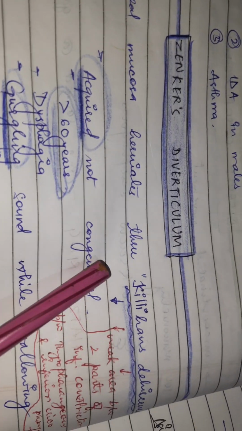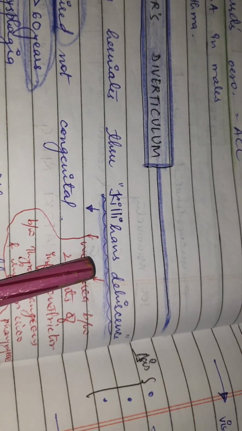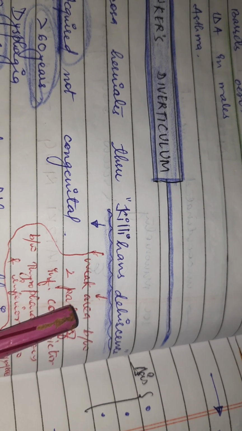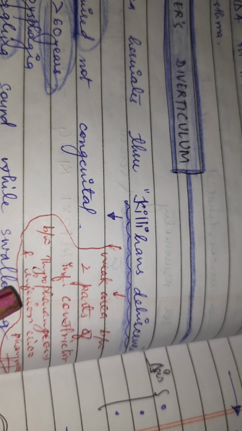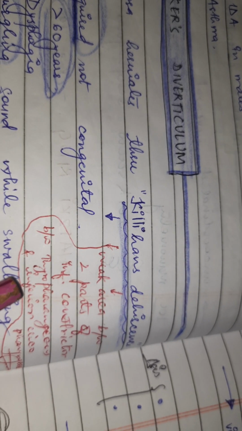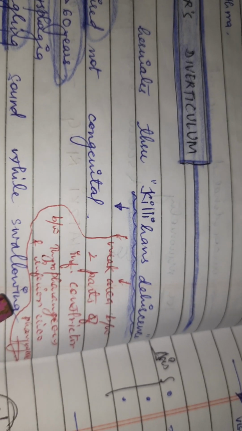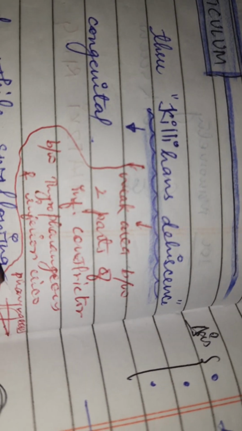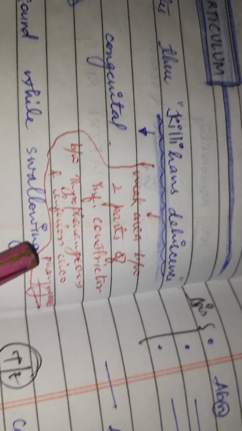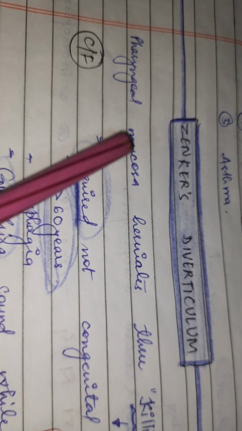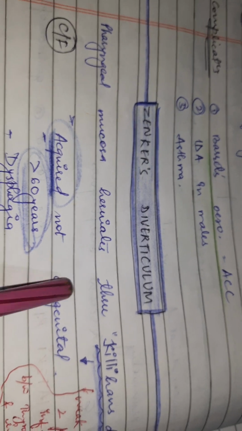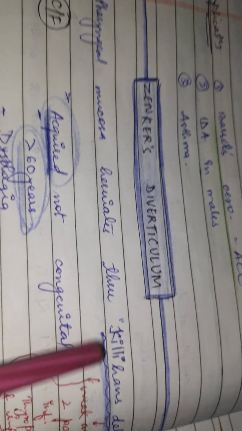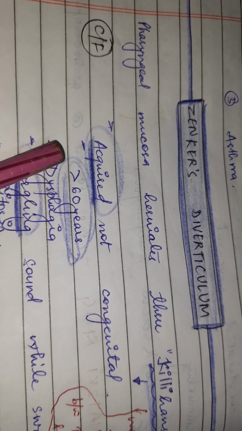Here, pharyngeal mucosa herniates through Killian's dehiscence, which is a weak area between two parts of the inferior constrictor muscle: the thyropharyngeus and the cricopharyngeus. The pharyngeal mucosa goes below and herniates inside Killian's dehiscence. Okay, it goes there. So the clinical features are like this.